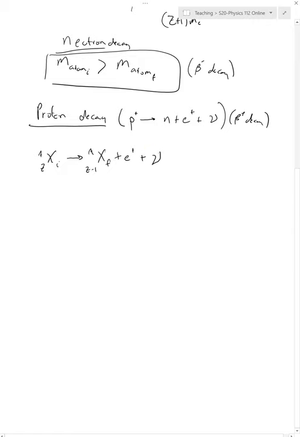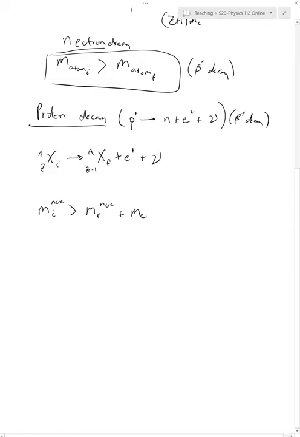All right, so again, just like we did before, we can see what condition will allow for beta decay. Again, what we're going to find is that the mass initial of the nucleus, let me draw this the way that Thomas Moore does in the book, mass initial of the nucleus has to be greater than the mass final of the nucleus plus the mass of the electron.